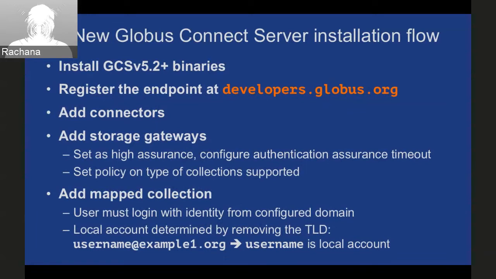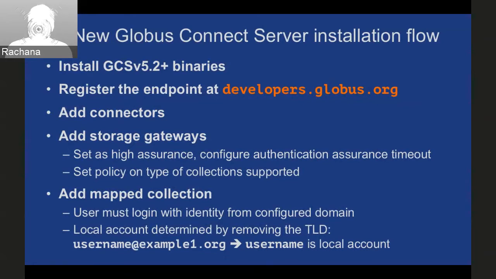Once you have that, you can add the storage connector. So if you're doing a POSIX gateway, then you would add the POSIX one. If you're doing Google Drive, you would add that one, and we'll keep adding support for other things. Once you have the connectors is when you start adding storage gateways. So you can pick the part of the storage system that you want to expose as a part of a gateway. You can create these gateways. You can set policies on the gateway on who can access it, what type of collection you want to support. Is it mapped or mapped and guest or guest only? You can also set the high assurance flag right there and configure the authentication assurance timeout.